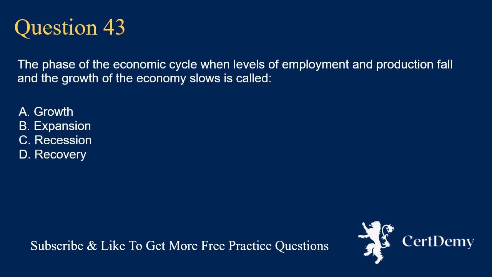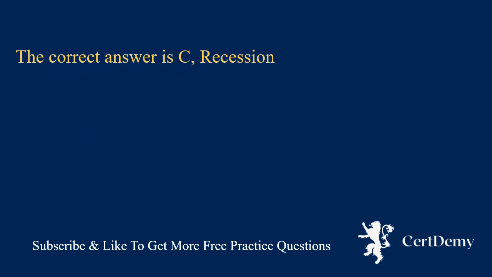Question 43. The phase of the economic cycle when levels of employment and production fall and the growth of the economy slows is called A. Growth. B. Expansion. C. Recession. D. Recovery. The correct answer is C. Recession.